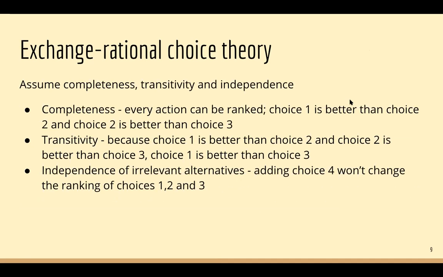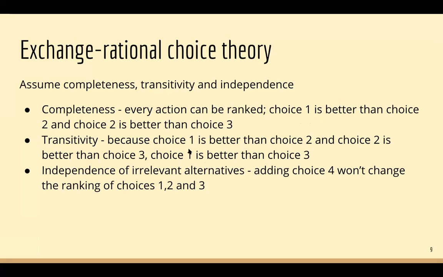And there are a couple of assumptions to know about this. They don't show up too much, but these words can show up sometimes: completeness, transitivity, and independence. Completeness is basically saying that every action can be ranked relative to each other. So you should be able to say choice one is better than choice two, and choice two is better than choice three. And then the next step of that is transitivity.